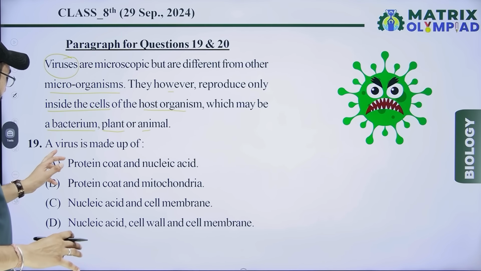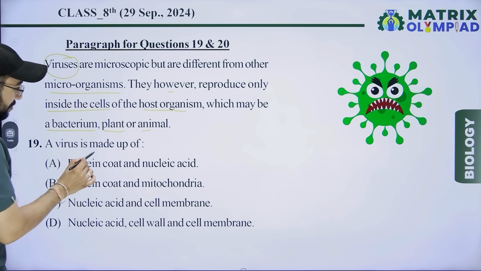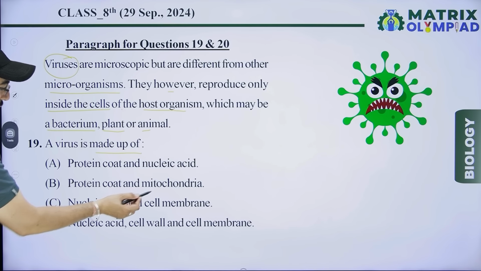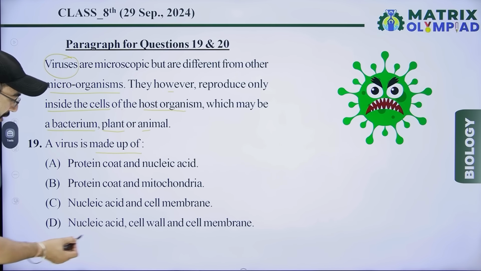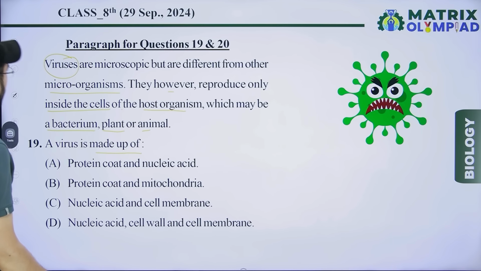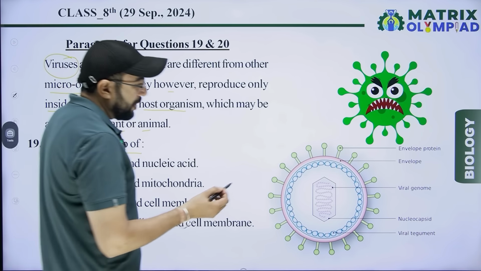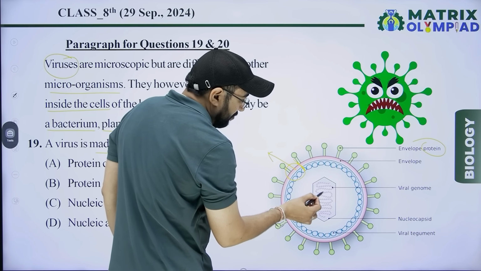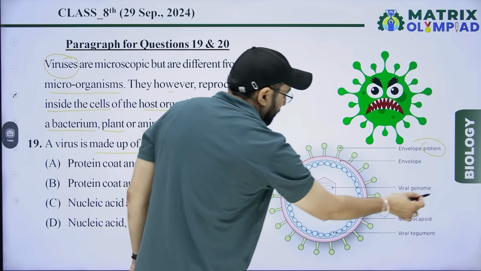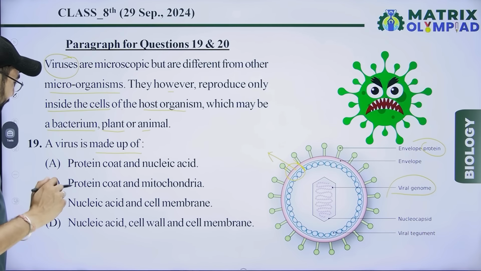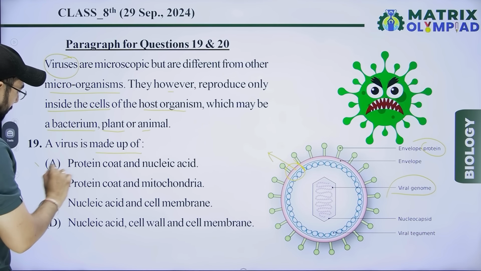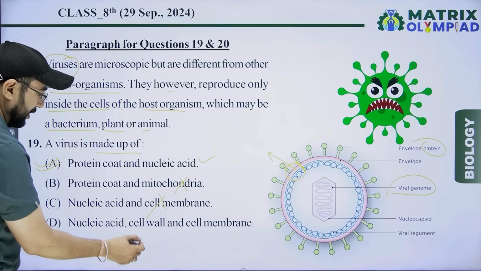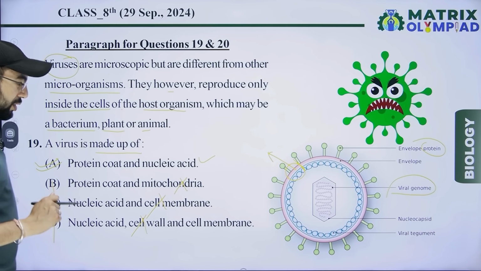According to the paragraph, question 19: a virus is made up of option A, protein coat and nucleic acid; B, protein coat and mitochondria; C, nucleic acid and cell membrane; and option D, nucleic acid, cell wall and cell membrane. In a virus, the outer layer is made up of protein and the inner material is genetic material, the genome. So our right answer is protein and nucleic acid, option A. Mitochondria, cell membrane and cell wall are not present. So B, C, D are the wrong options.